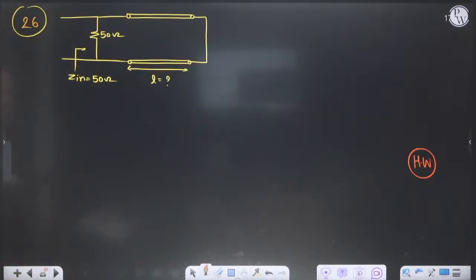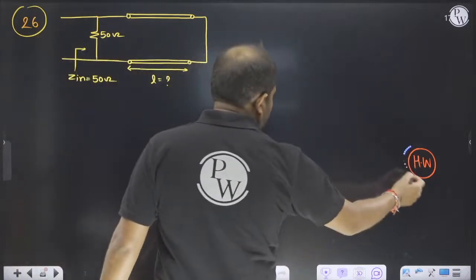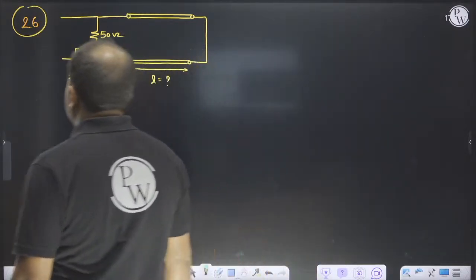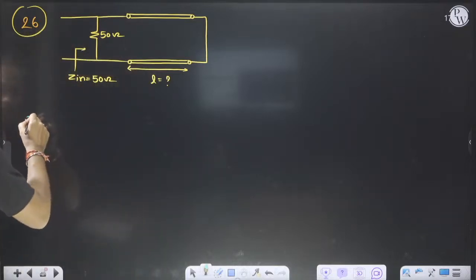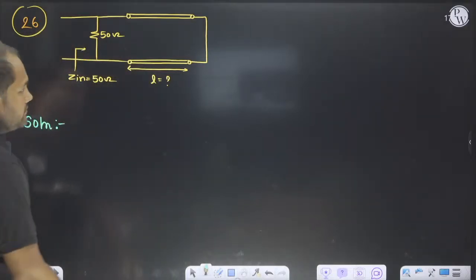This is the last question. Zn is equal to 50 ohm, and they are asking the length of the transmission line. It is a very good question. This type of question may be asked in GATE exam. So what we will do, we will think and then we will give the answer.